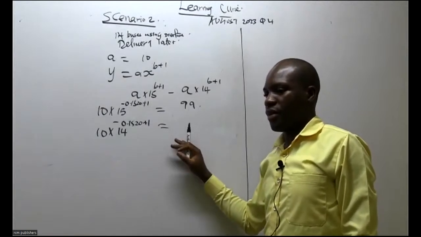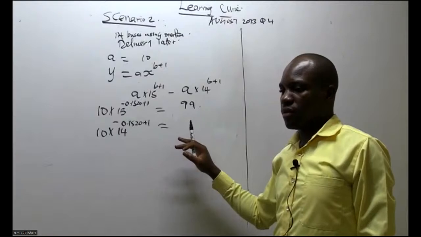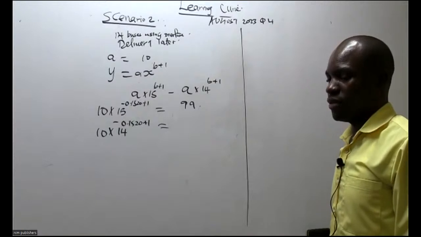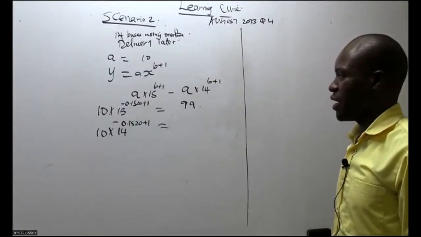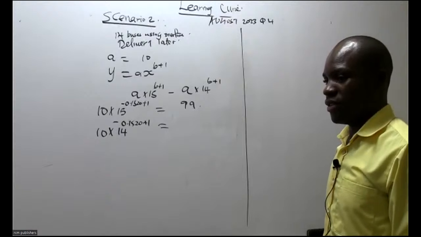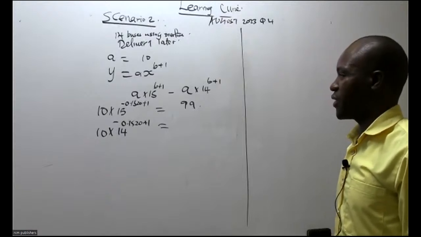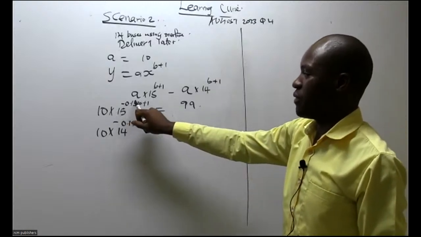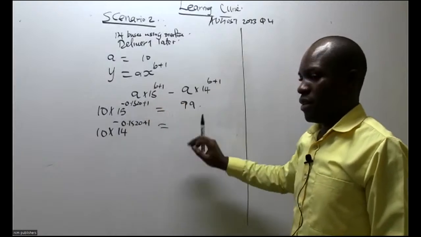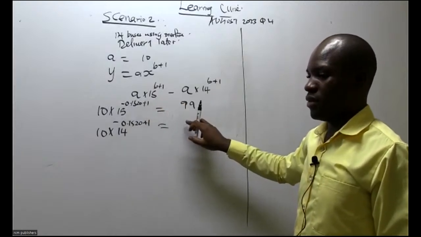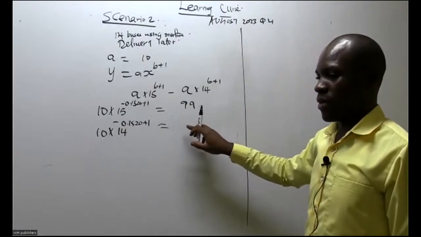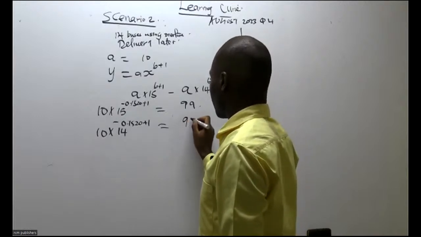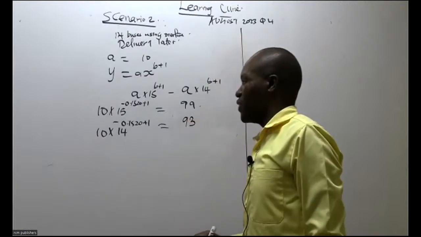How much is it here? It cannot be more than 99. Check on your workings. This is negative 0.1520 plus 1. It cannot be more than 99. How much is it? Good. It is 93.